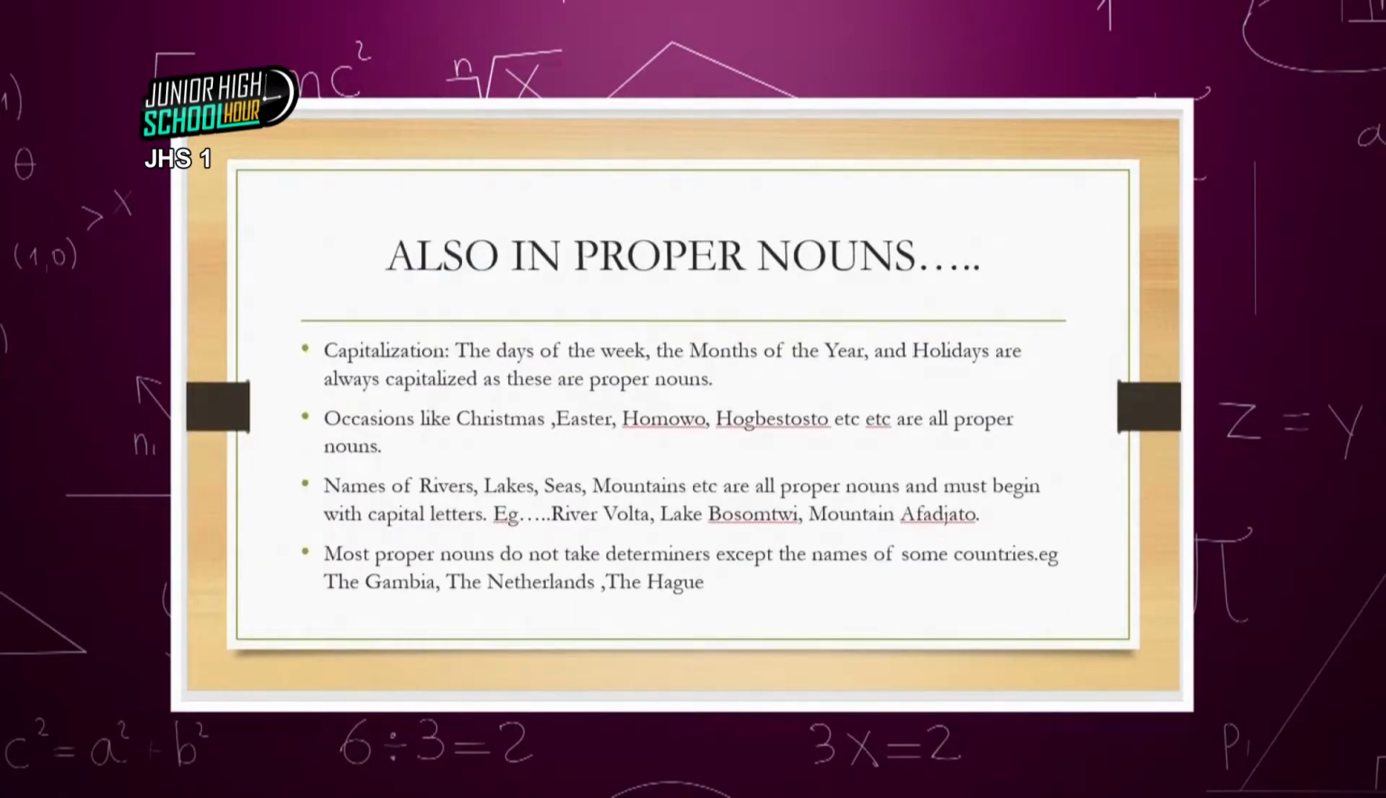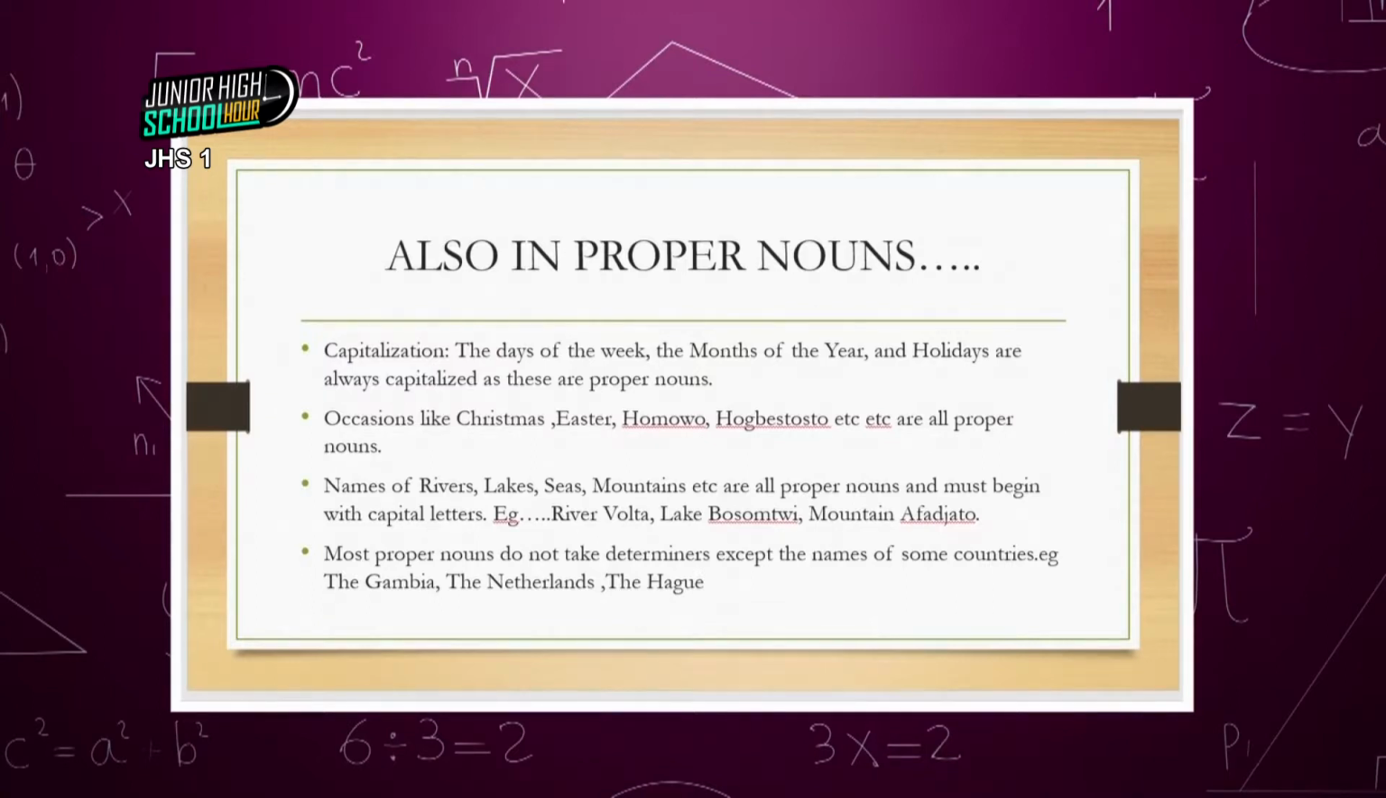Then we talked about capitalization, and the fact that the days of the week, the months of the year, and some holidays are always capitalized, as these are all proper nouns. Occasions like Christmas, Easter, Homowo, and Hogbetsotso are all proper nouns. Names of rivers, lakes, seas and mountains are also proper nouns and must begin with capital letters, such as River Volta and Lake Bosomtwe.